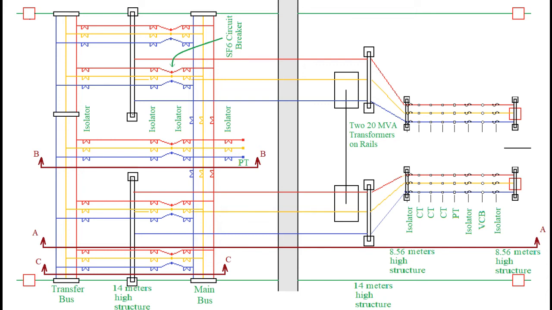The layout that we see on screen shows all bays, main bus, transfer bus and elevated 132 kV lines. This layout also shows stepping down of voltage by two 20 MVA transformers. In this part of the video, we will try to enumerate and identify various equipment from this layout.